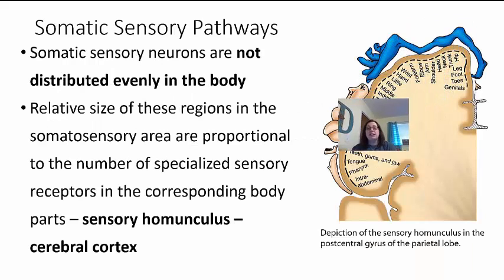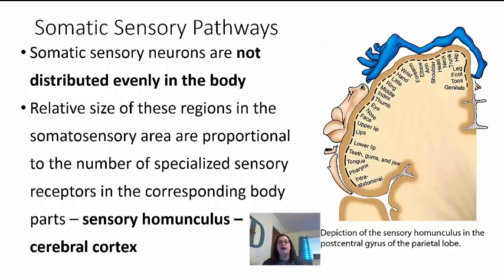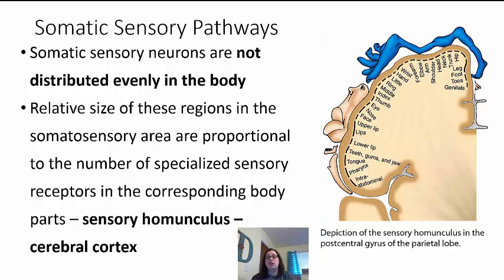Now, the somatic sensory nerves are not distributed evenly through the body, and we've looked at this when we looked at the homunculus that's here. Remember, homunculus means little man, and he's disproportionate. Okay, he's not put together like he should be. The hand is a lot larger, the lips are a lot larger, and this is because they contain a higher density of receptors compared to the other parts of the body.